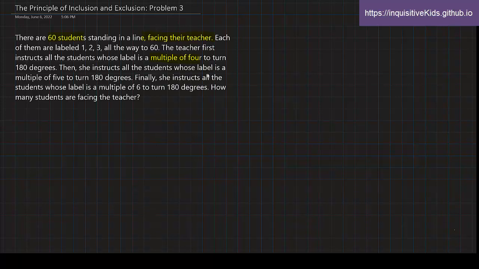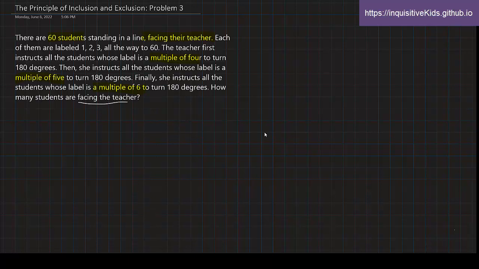So after turning 180 degrees, remember those students are now not facing the teacher, their backs are facing the teacher. Then she instructs all the students whose label is a multiple of 5 to do the same. Then those whose label is a multiple of 6. So how many students are now facing the teacher?